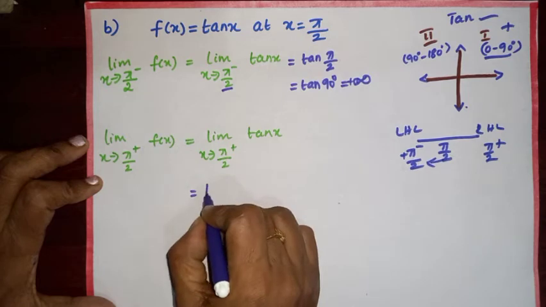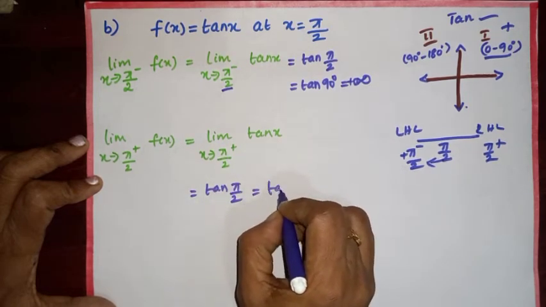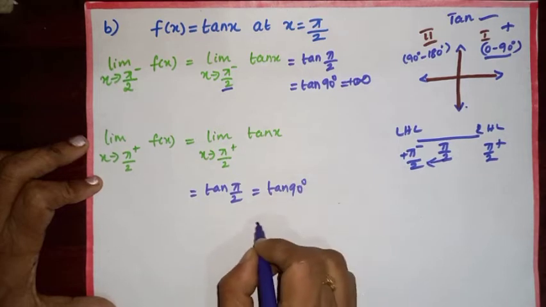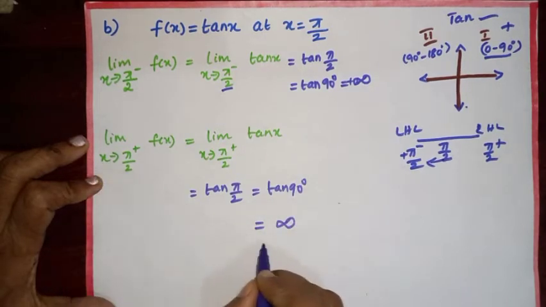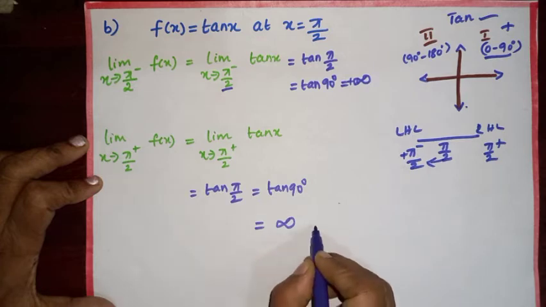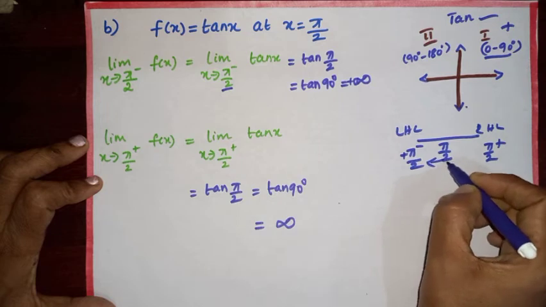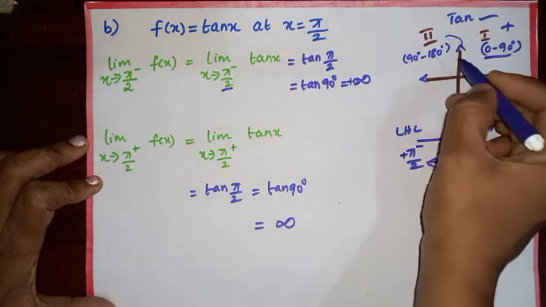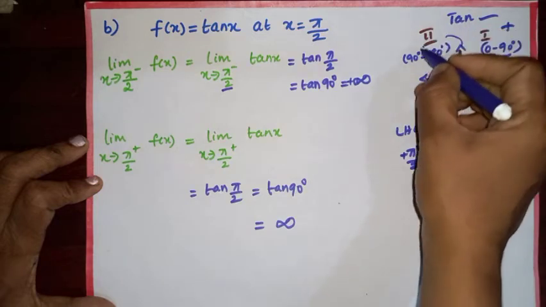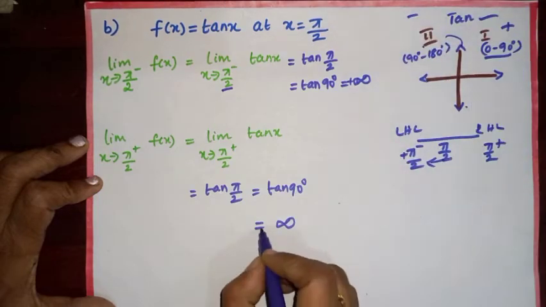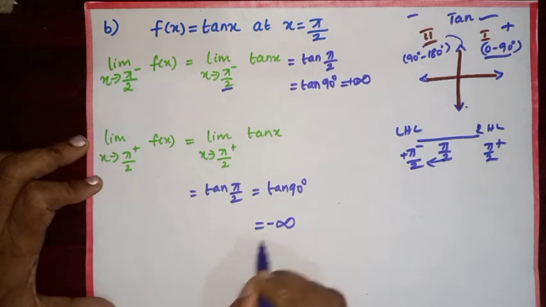In the place of x you substitute pi by 2. So tan 90 degree is equal to infinity. Now I need to check whether the right hand limit belongs to plus infinity or minus infinity. Since it is pi by 2 plus, it goes above 90 degree, so it belongs to the second quadrant. Tan in the second quadrant is negative, so we will get negative infinity. So the right hand limit you are getting is negative infinity.